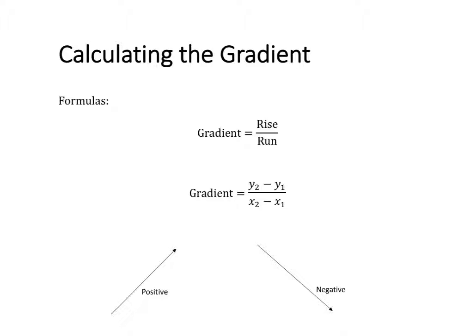Now, when we're calculating the gradient, we are calculating the slope of a line. When the line is sloping upwards, then the gradient is going to be positive and the value of the gradient will be a positive number. When the line is sloping downwards, then the gradient is going to be a negative gradient and our value of the gradient will be a negative number.